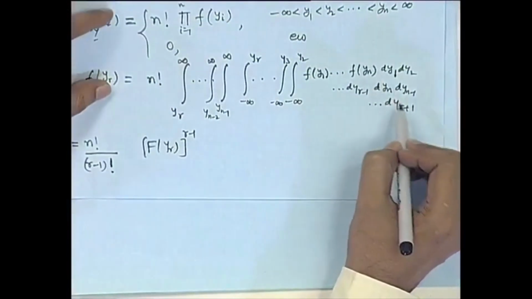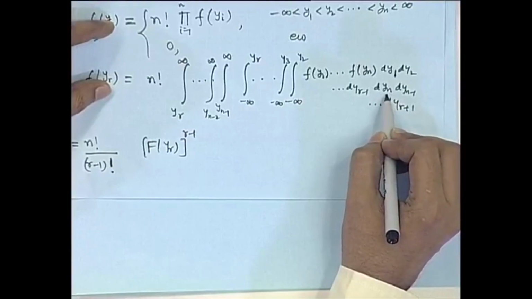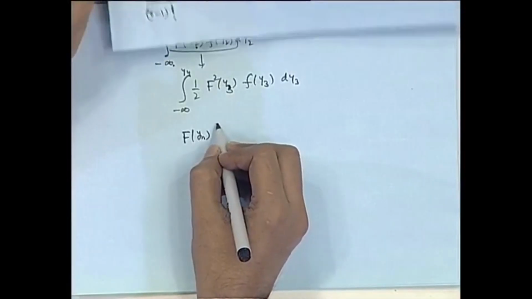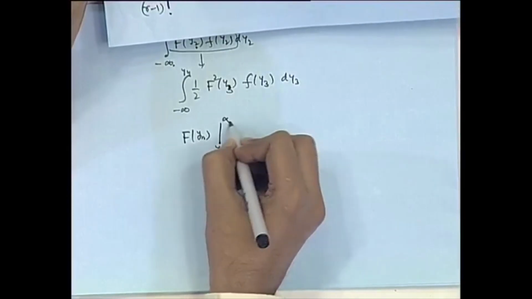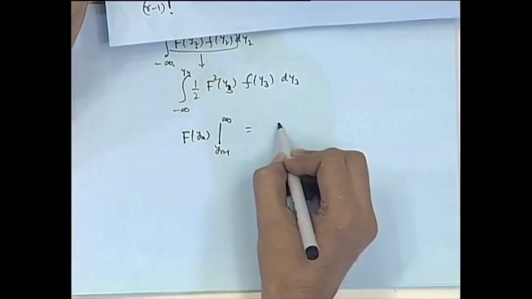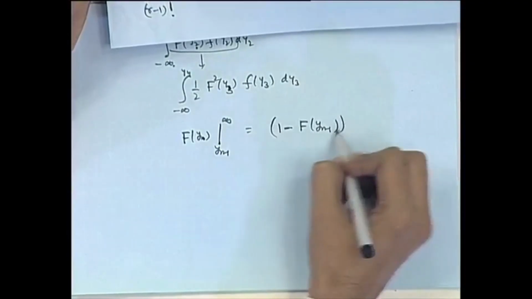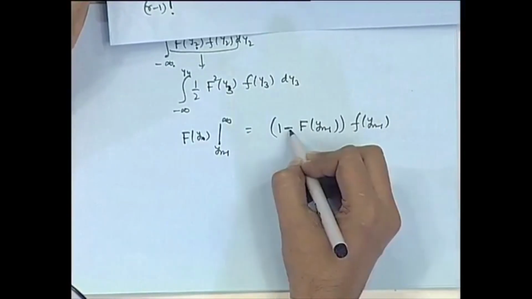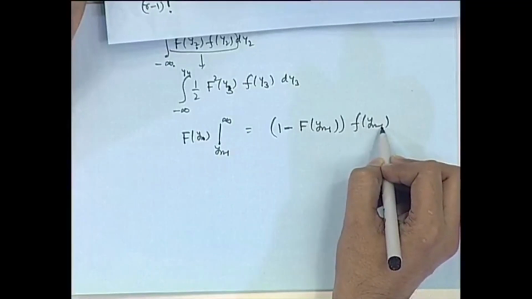Now, let us look at the other set of variables to be integrated. When we integrate f of y n, that will give us capital F of y n. Now, the region of integration is from y n minus 1 to infinity. At infinity this is 1. So, it is 1 minus F of y n minus 1. So, at the next stage the integrand is 1 minus F of y n minus 1 into f of y n minus 1.